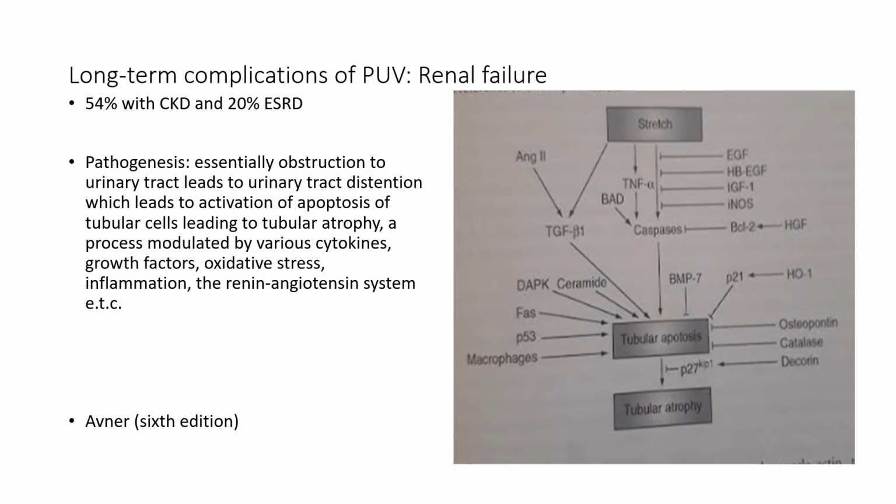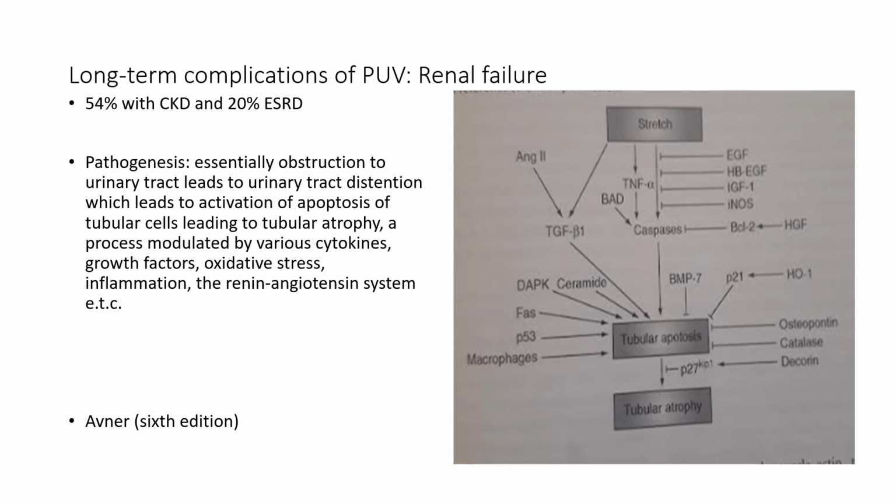So why do they get renal failure? Essentially, it's because of obstruction to the urinary tract, which happens in utero, and this leads to distension of the urinary tract. This triggers molecular mechanisms that result in activation of apoptosis of tubular cells, which leads to tubular atrophy. And there are various cytokines and growth factors and oxidative stress and inflammation and the renin-angiotensin system that modulate all these processes. So you have increased stretch because of obstruction, and this leads to production of cytokines such as tumor necrosis factor alpha that activate caspase that leads to tubular apoptosis.